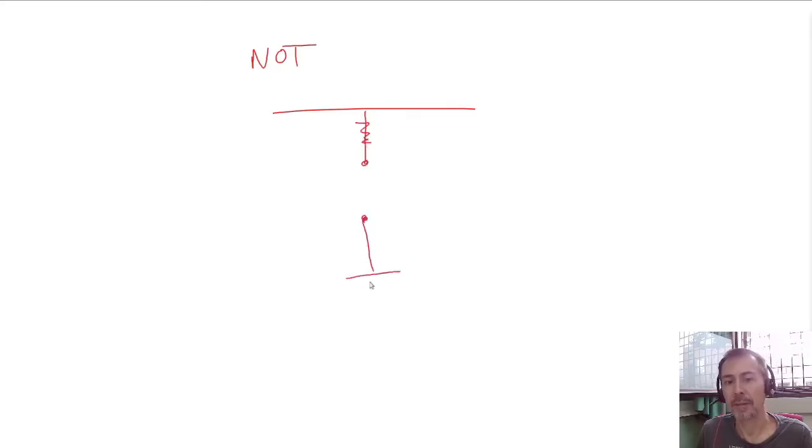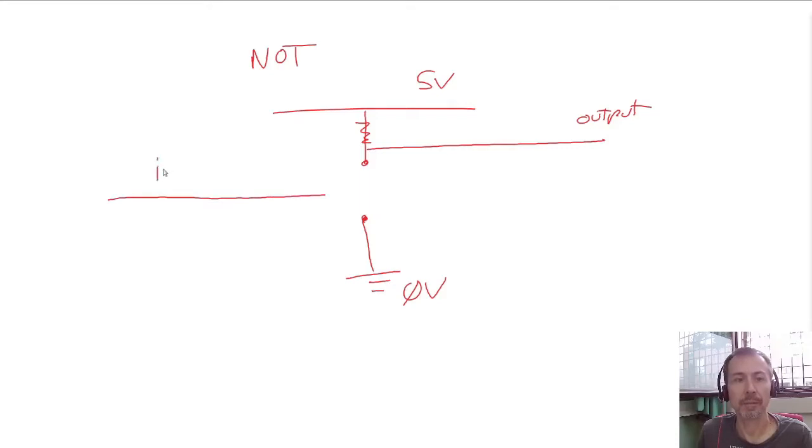Remember this is our output. This is 5 volts. This is 0 volts. This is the switch, and the switch is activated by our input. So if we have an input here, imagine that this switch is closed when we have 5 volts here, and is open when we don't have voltage here. So what happens?